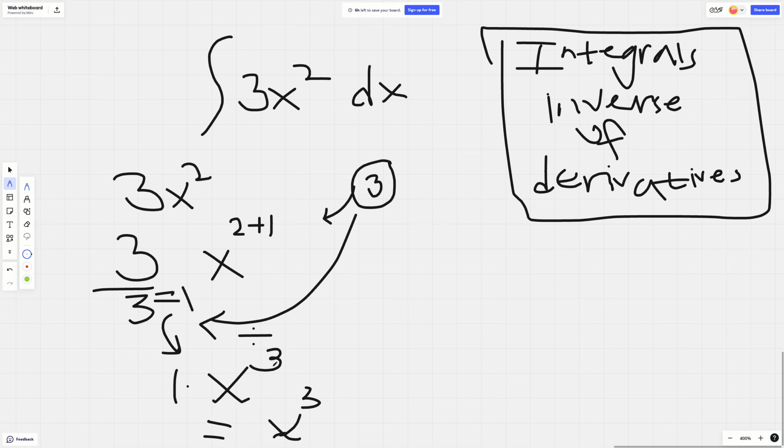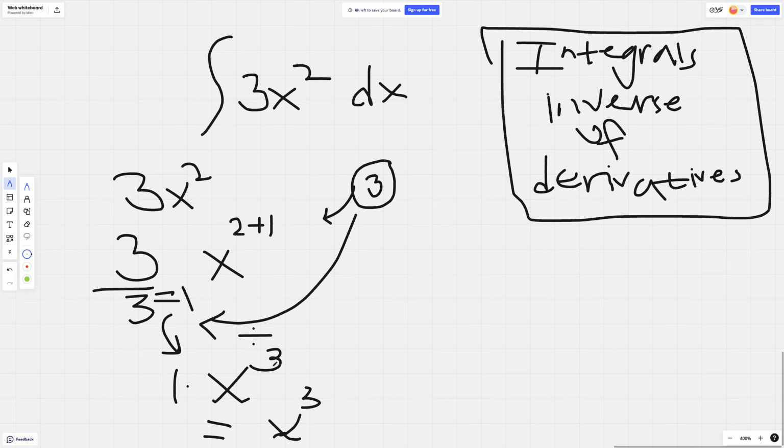But again, we're missing something very important here. X cubed, sure, when I take the derivative of that, it is 3x squared. But what about x cubed plus 2? Well, when I take the derivative of x cubed plus 2, it becomes 3x squared plus 0. That's still 3x squared. Again, the derivative of a constant is 0. X cubed plus 5 is also still a function whose derivative is 3x squared.